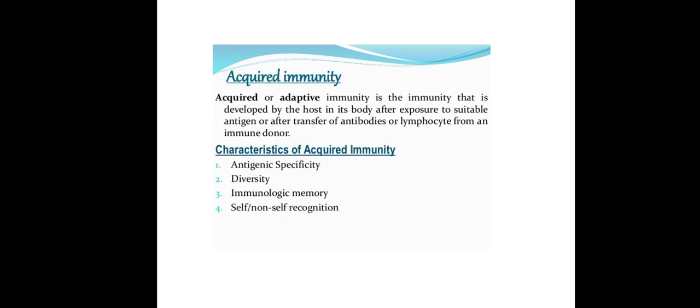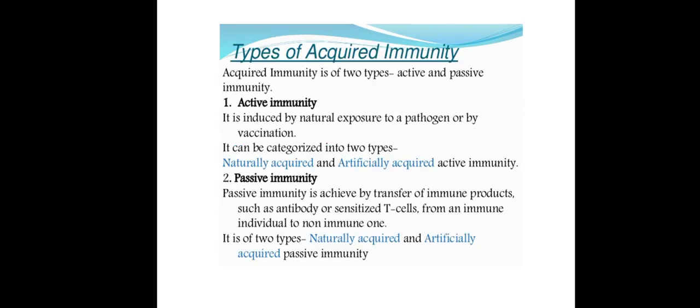Acquired immunity. It is otherwise called adaptive immunity, which is developed by the host in its body after exposure to a suitable antigen. The characteristics of acquired immunity: it has antigenic specificity, diversity, immunological memory, and self or non-self recognition. Types of acquired immunity are mainly two types: active and passive immunity.